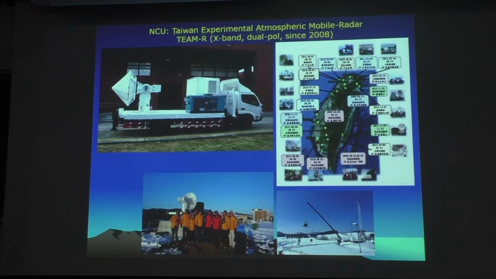Our lab also operates a mobile radar called TIMA. It's an X-band dual-pole radar since 2008. This picture shows we deployed the radar in many places in Taiwan. Those pictures were taken in South Korea. We sent our radar to Pyeongchang to participate in the pre-experiment for the Pyeongchang Olympics. So this is just like the Enterprise in Star Trek. We boldly go where no radar has gone before.